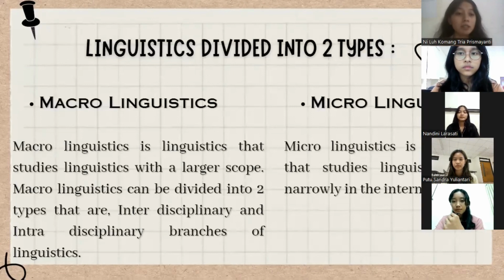So basically, macrolinguistics is linguistics that studies linguistics with a larger scope. Macrolinguistics can be divided into two types that are interdisciplinary and intradisciplinary branches of linguistics. On the other hand, microlinguistics is linguistics that studies linguistics more narrowly in the internal sense. It means that microlinguistics only sees language as language.